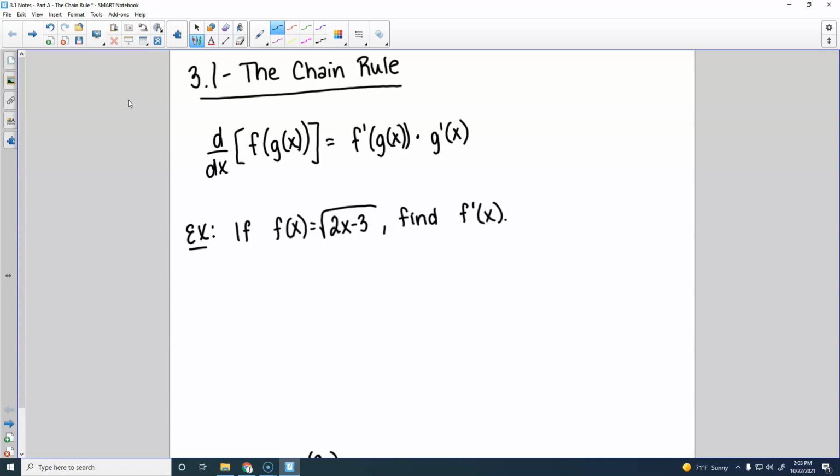Okay, so today we are going to look at using the chain rule to take derivatives. And it's going to allow us to take derivatives of some things that we have not been able to take derivatives of before.